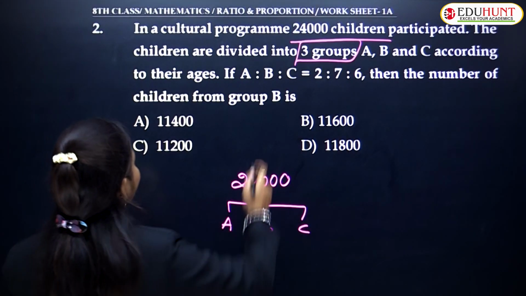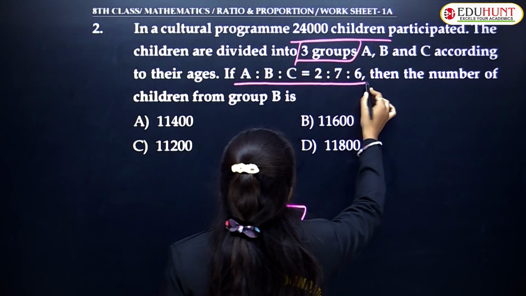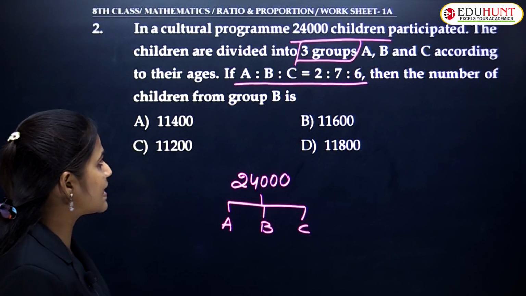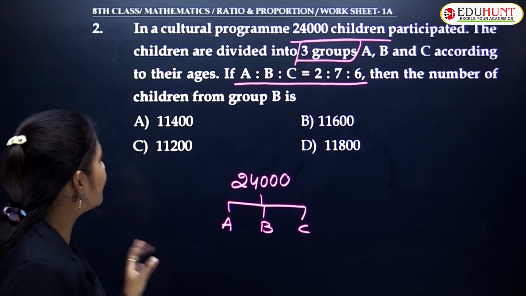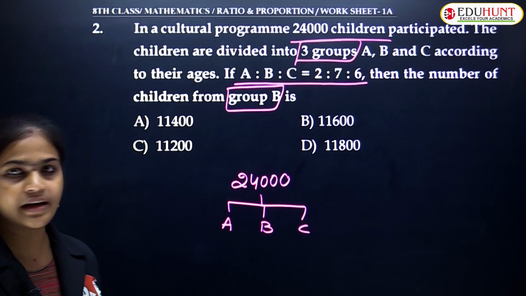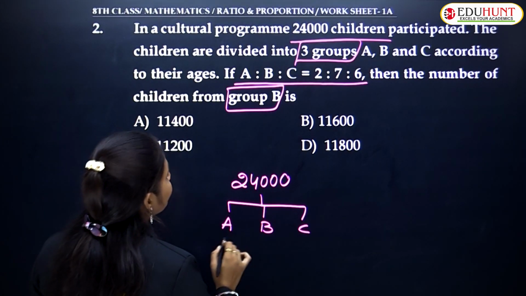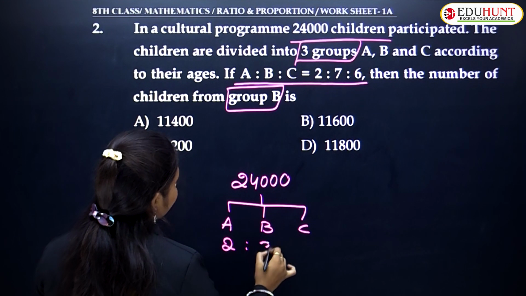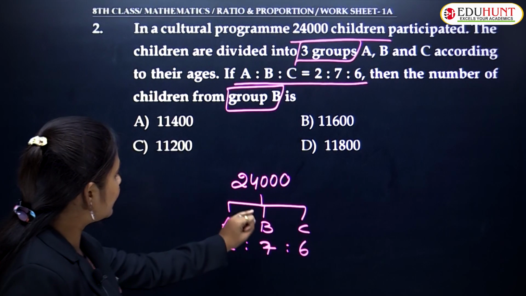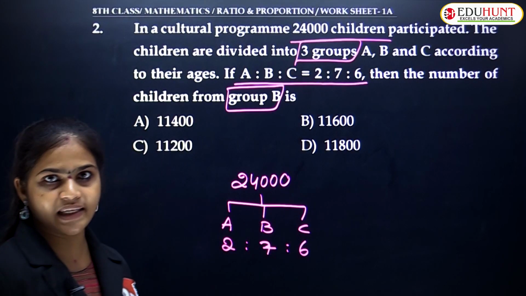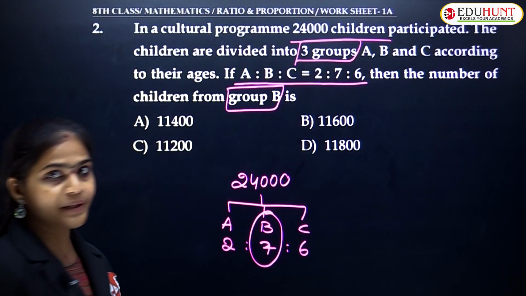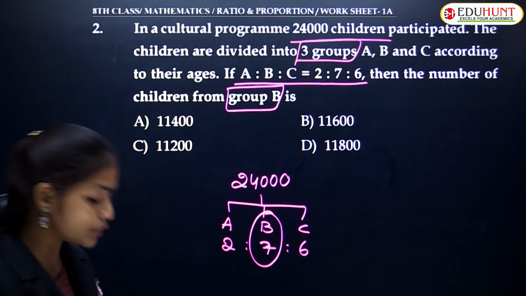Clear? So from here, if A : B : C is equal to 2 : 7 : 6, then the number of children from group B. Understand? So what is the ratio? 2 : 7 : 6. Here 2 is related to A, 7 is related to B, 6 is related to C. Now what are they asking? How many people are there in group B?